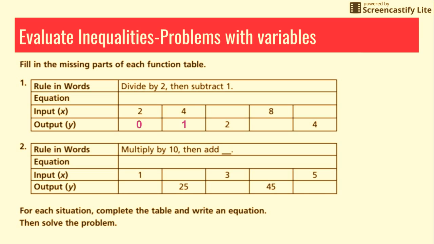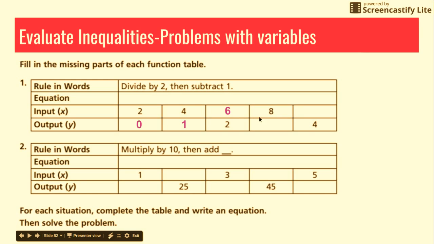Now it gets a little trickier when I need to go from my output to my input. I need to kind of go backwards. So since I had to subtract 1, I want to add 1. So 2 plus 1 is 3. And then if I was dividing by 2, I want to multiply by 2. So I'll take 2 plus 1 is 3. 3 times 2 is 6.